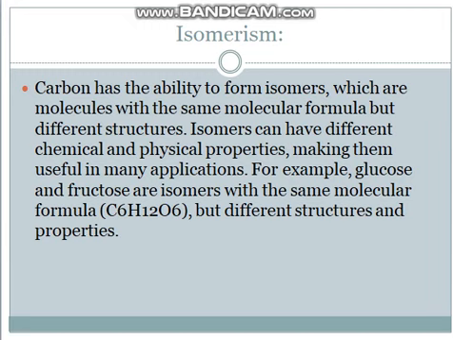So carbon has the ability to form isomers, which are molecules with the same molecular formula but different structures. That's what I said earlier. Isomers have different chemical and physical properties, making them useful in many applications. For example, glucose and fructose are isomers with the same molecular formula but different structures and properties. So glucose and fructose are both really different. It's like identical twins: identical twins have different personalities, but they look the same. That's how it goes here. But it was just an example, okay?